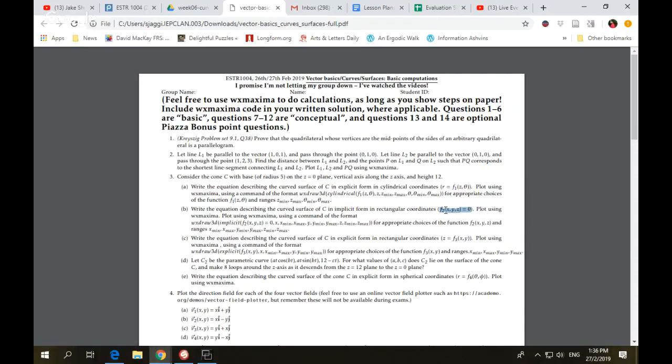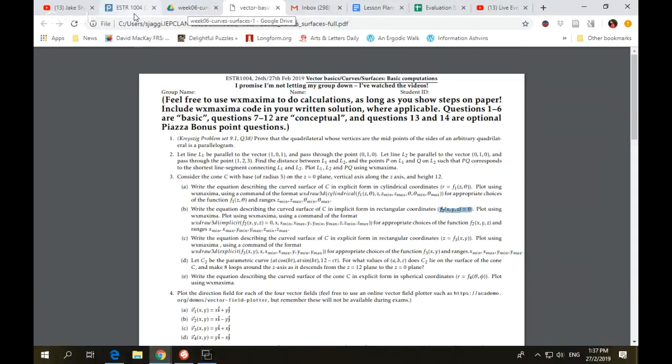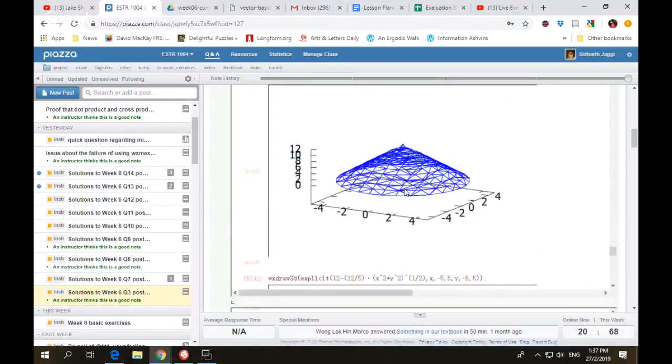So if that's a challenge and you have to use the implicit form, you can do it, but then it won't look quite as nice. Maxima will have to try to plot it for every possible value of x, y, z and check if f equals 0. So it'll give you a rougher looking curve over here.